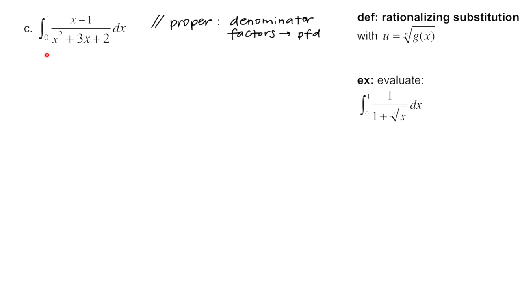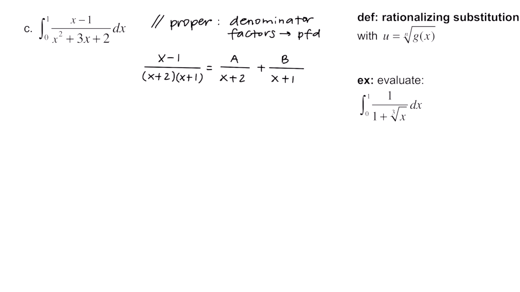This example says the integral from 0 to 1, and we have this rational function. This is a proper rational function. The degree of the numerator is less than the degree of the denominator. And then we check the denominator, and it does factor. So when your denominator factors, then you're going to use partial fraction decomposition to break it down.